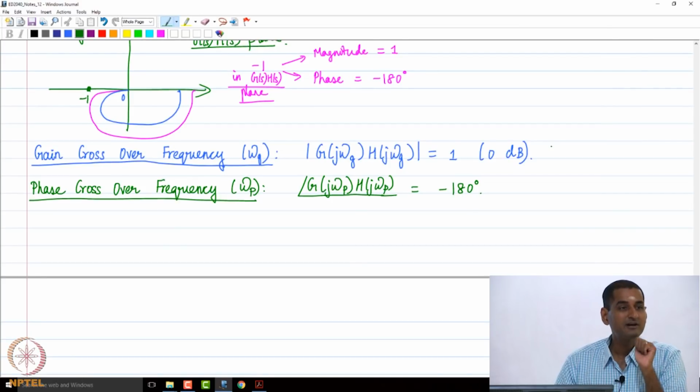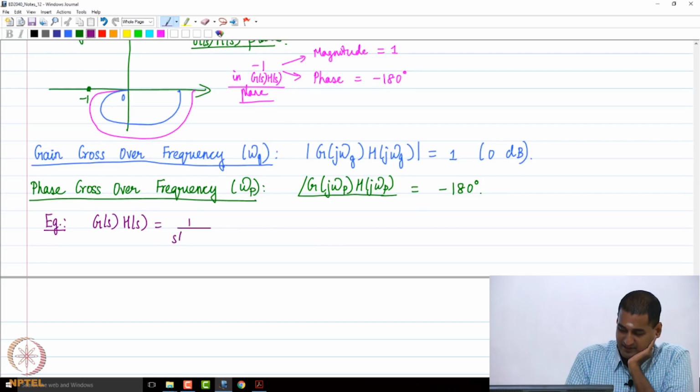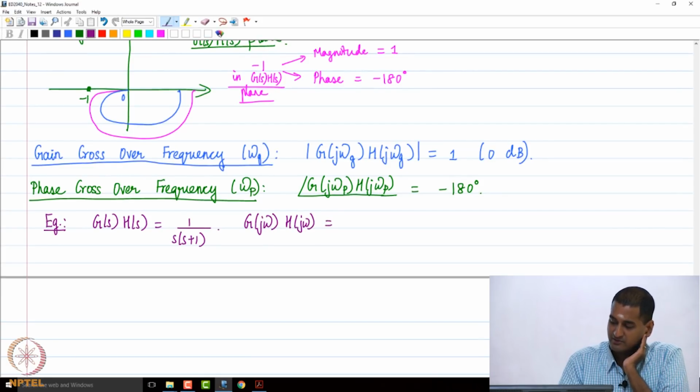If omega g equals omega p for some open loop transfer function, then at that frequency the magnitude of the open loop transfer function is 1 and the phase is minus 180. What point does it correspond to? The minus 1 point in the G(s)H(s) plane, right? So let's quickly do the example that we considered today. Let's say we consider G(s)H(s) to be 1 divided by s times (s plus 1), so G(j omega)H(j omega) is equal to 1 divided by j omega times (j omega plus 1), right.